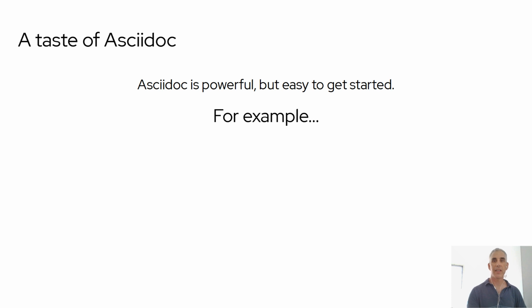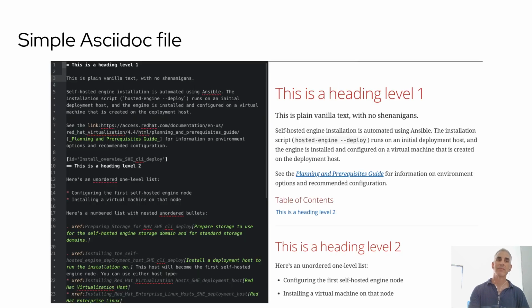I want to give you a taste of AsciiDoc. It's powerful, but it's easy to get started. For example, here's a simple AsciiDoc file. Even if I wasn't to explain anything and I just gave you a minute or two to read through this, I think that you could get a good sense of how to write headings and how to write plain paragraph text and how to make links and even bullets. But let me move on.